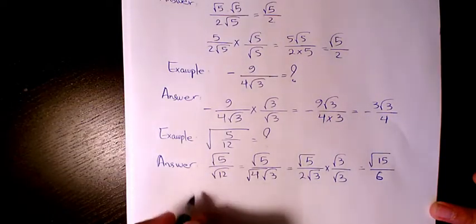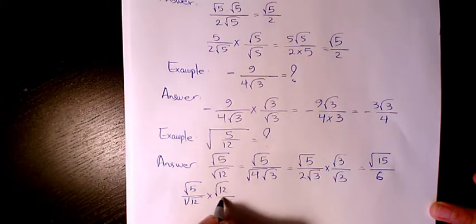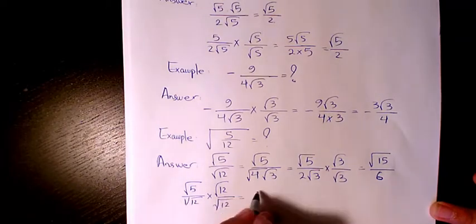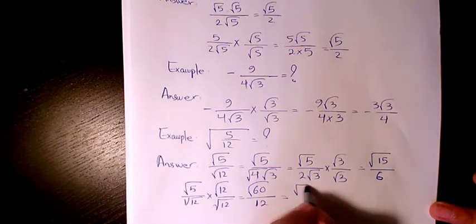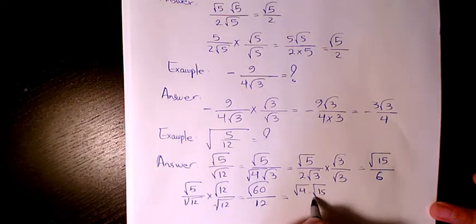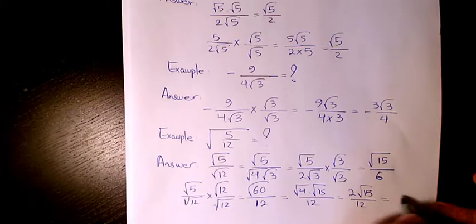Another method you could do here, we have root 5 divided by root 12. You could multiply and divide it by root 12. Root 5 times root 12 is root 60. Root 12 times root 12 is going to be just 12. 60 is 4 times 15. Root 4 is 2. So 2 root 15 divided by 12, which is going to be root 15 divided by 6.